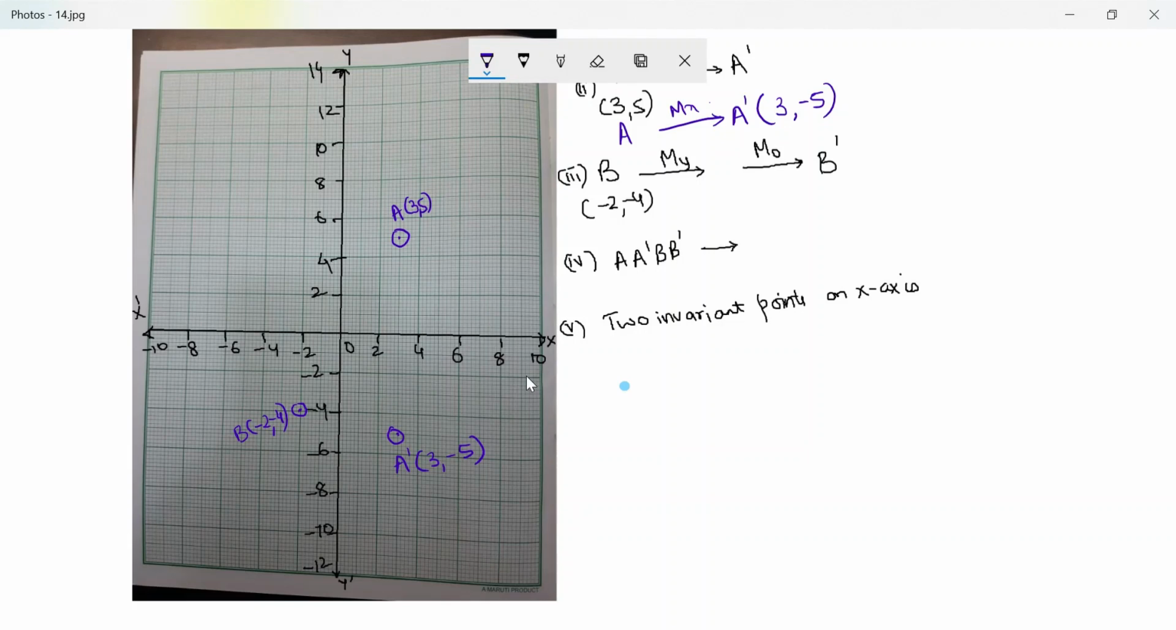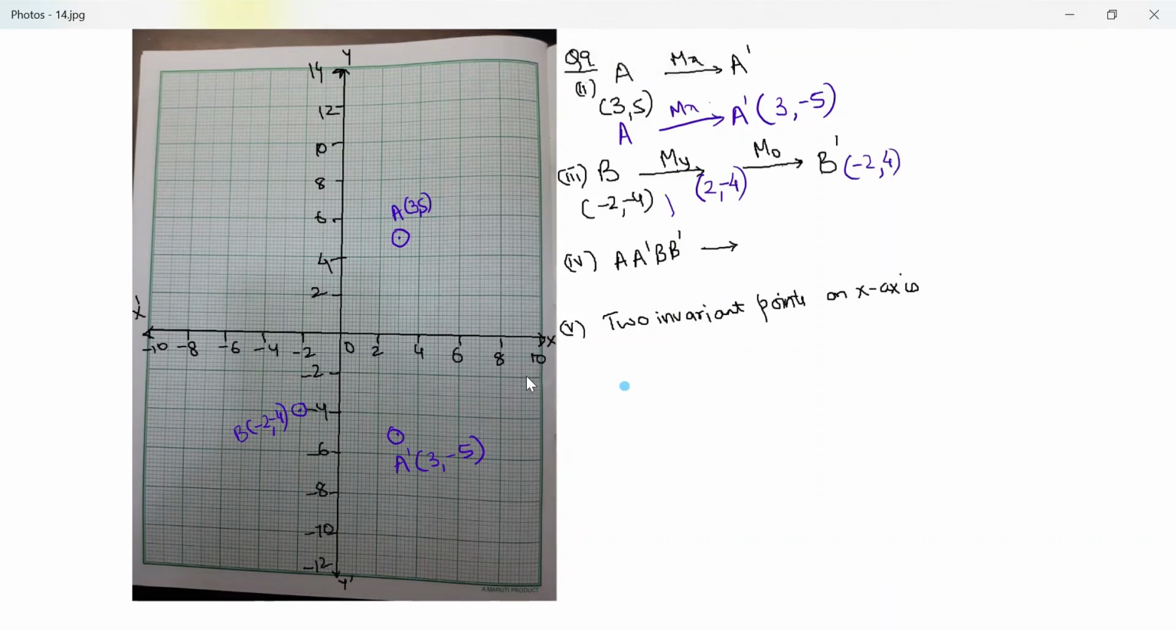Done. Part 3. B dash is the image of B when reflected in the y-axis, followed by reflection in the origin. Oh, so we are doing two things. First, reflection in the y-axis, followed by reflection in the origin. So when I reflect in the y-axis, the coordinate of x will change. This will become 2, -4. When I reflect it in the origin, both the coordinates will change, which will become -2, 4.